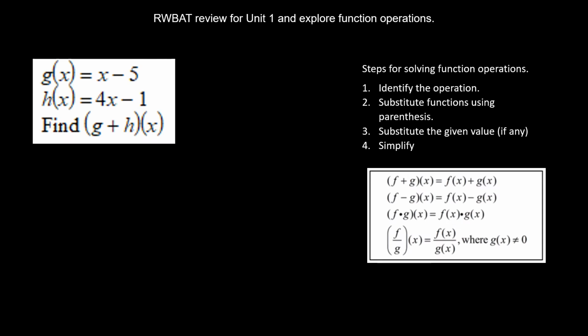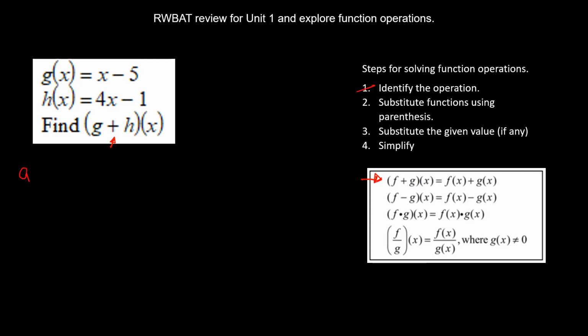So this problem here, we're given g of x is equal to x minus 5 and h of x is equal to 4x minus 1. And they want us to find what is g plus h. So we first want to identify what we're doing here. We're going to be adding. Well, here is our addition. So we've identified the operation. Okay, now let's go ahead and substitute in this.